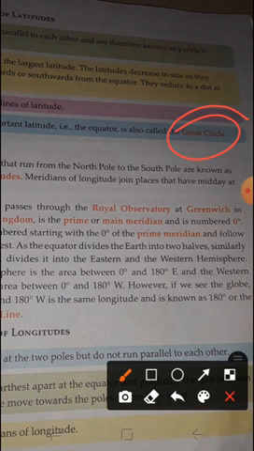So in the next class we will discuss longitude. Hope up to this much you have understood. Okay, in the next class we will discuss longitudes, their characteristics, and the differences between latitudes and longitudes.